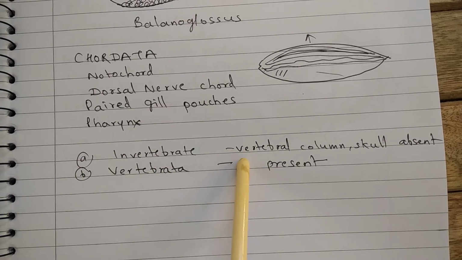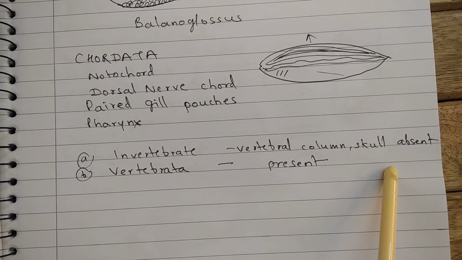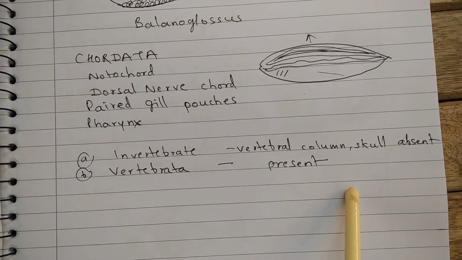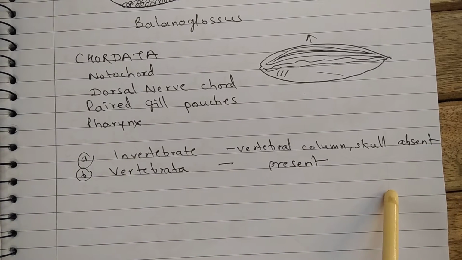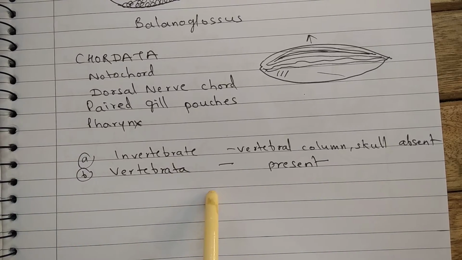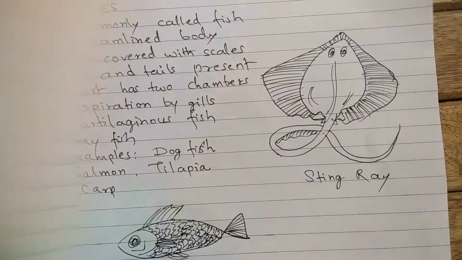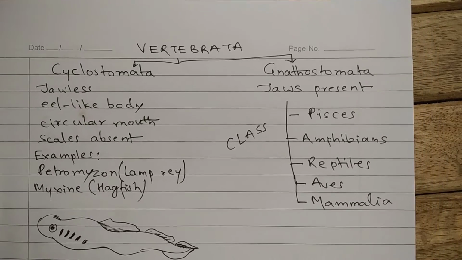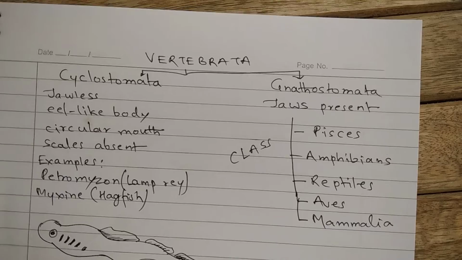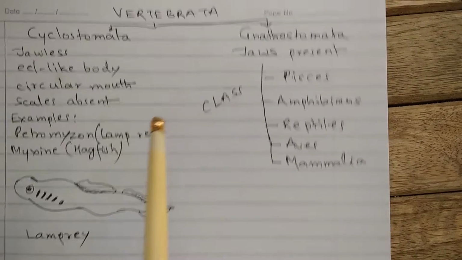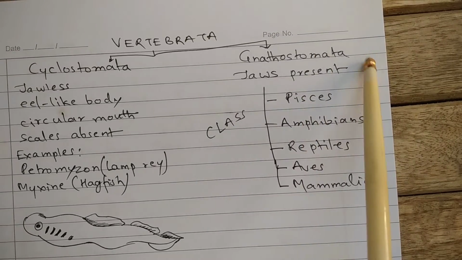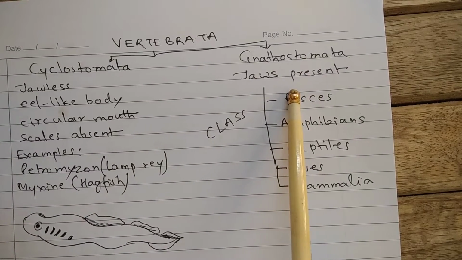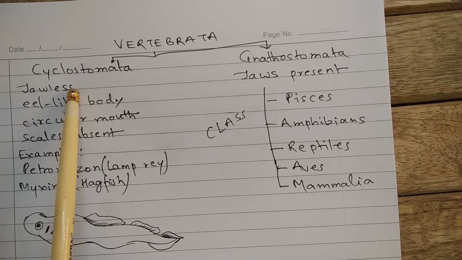If vertebral column and skull bone are absent, then the animals are called invertebrate. If vertebral column and skull bone are present, then the animals are called vertebrates or vertebrata. Okay. Now vertebrates can be further divided into 2 categories. One is called cyclostomata and another is called gnathostomata. Jaws are present in gnathostomata and jaws are absent in cyclostomata.